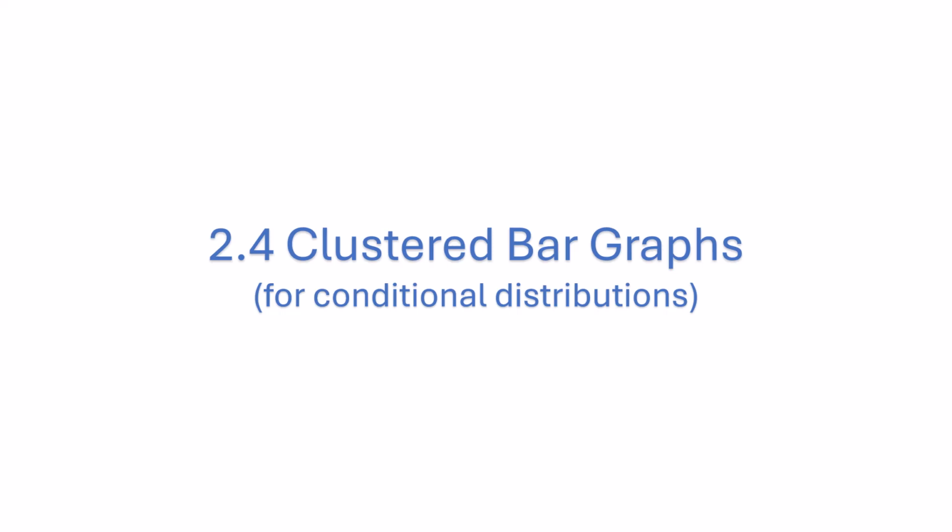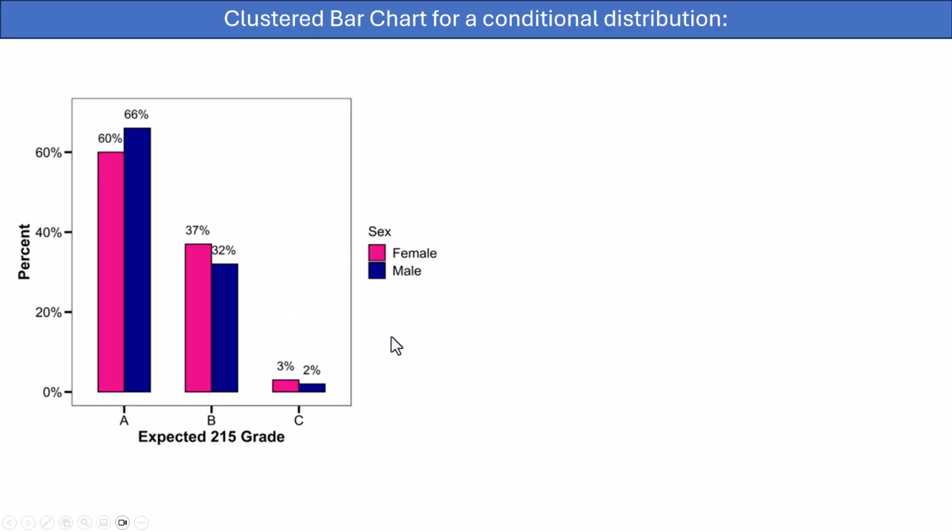Welcome, my friends. In this video, I'll be discussing section 2.4, clustered bar graphs, specifically for conditional distributions. Here's an example of a clustered bar graph for the conditional distribution of expected grade in Stat 215 based on sex. When creating a clustered bar chart for a conditional distribution, each set of bars will be clustered by your explanatory variable, in this case, sex.